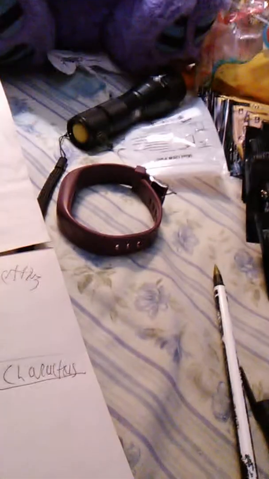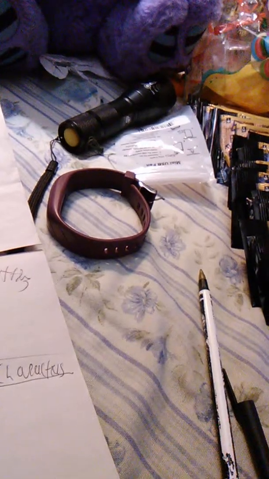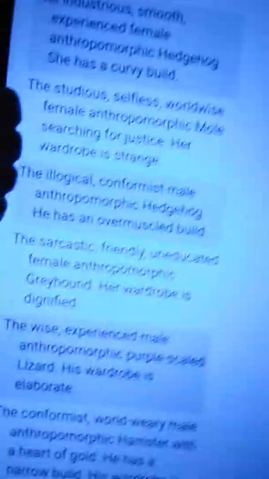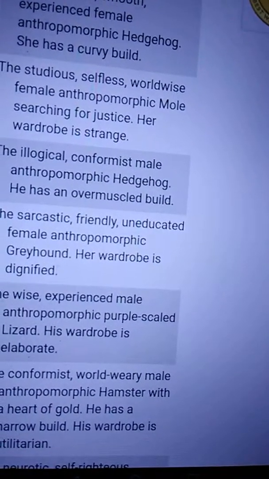And we'll have to see which of these I can work with. I don't know much about frogs. I'm not sure what an Oki cat is. I might have to look that one up. Moles I'm not too familiar with. Hedgehogs are nice, but, hedgehog, greyhound. That might be fun. The, right here, the sarcastic, friendly, and educated female anthropomorphic greyhound.